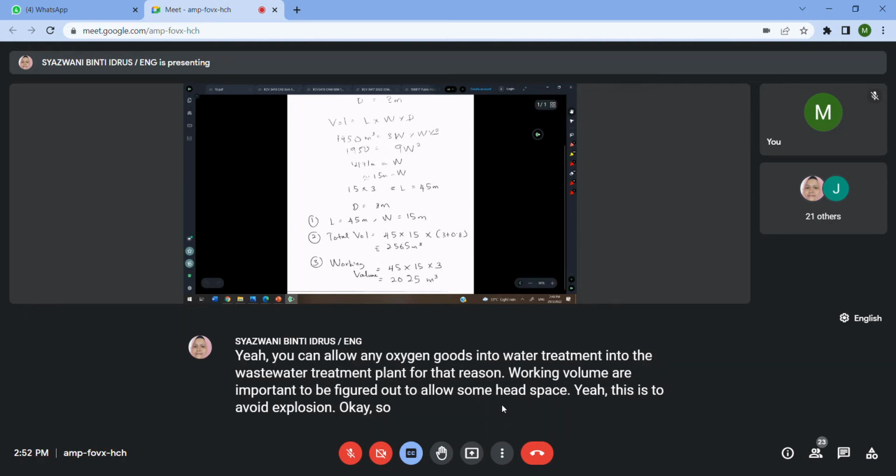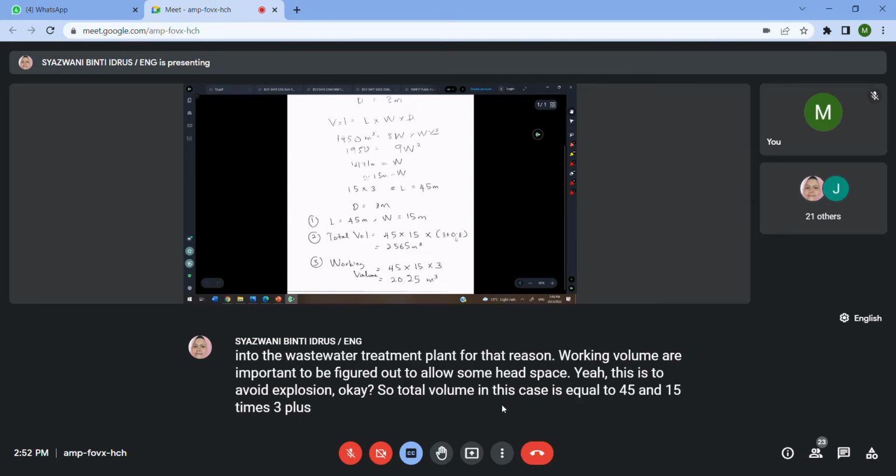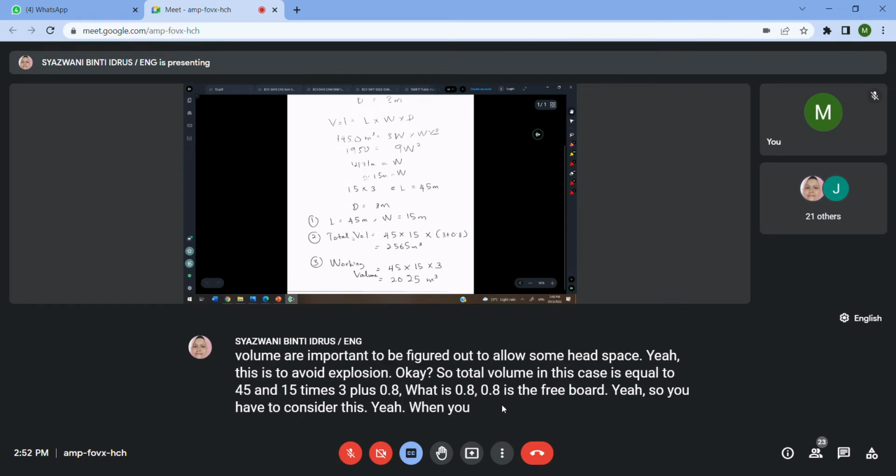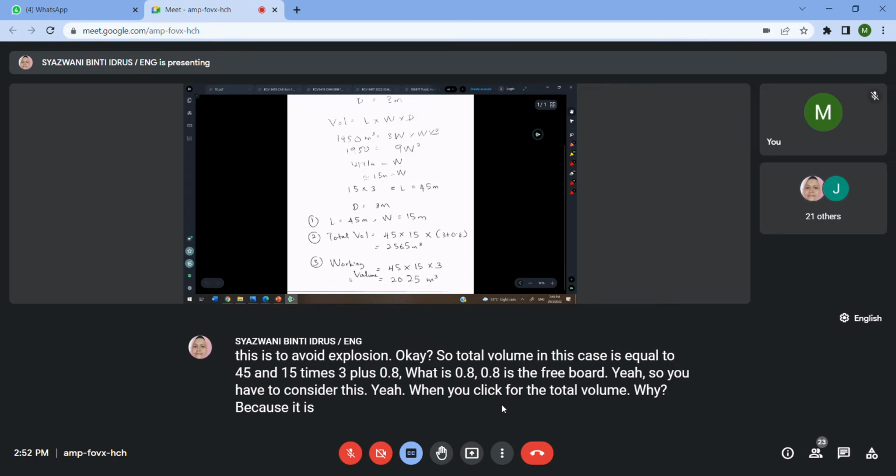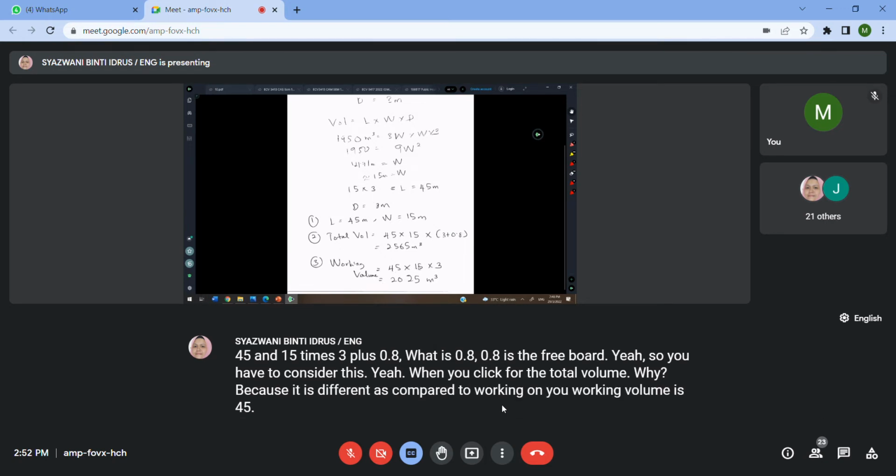Okay, so total volume in this case is equal to 45 times 15 times 3 plus 0.8. What is 0.8? 0.8 is the freeboard. So you have to consider this when you calculate the total volume. Why? Because it is different compared to working volume. Working volume is 45 times 15 times only 3. You don't have to consider the freeboard.